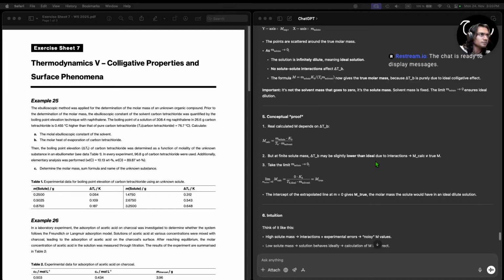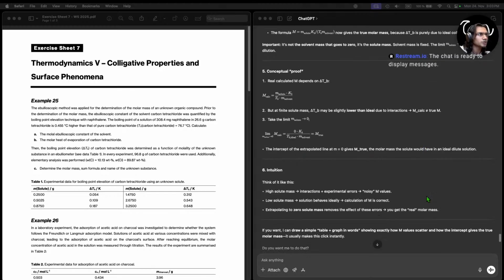Take the limit. I mean, this limits. It's goddamn limits. I never expected limits to come up here. The intercept of the extrapolated M equals 0 gives M true, the molar mass. Think of it like this: high solute mass, interactions, experimental errors, noisy M values, okay? Extrapolating to 0 solute mass removes the effect of errors, you get the real value.